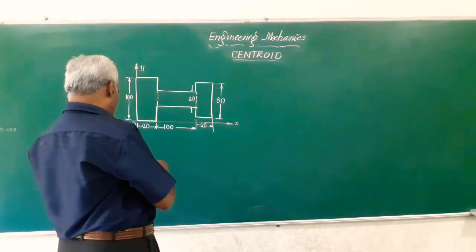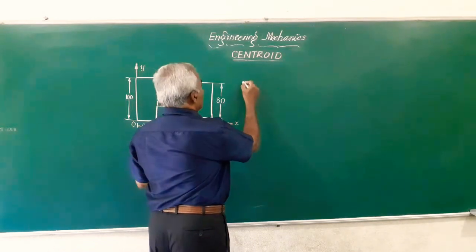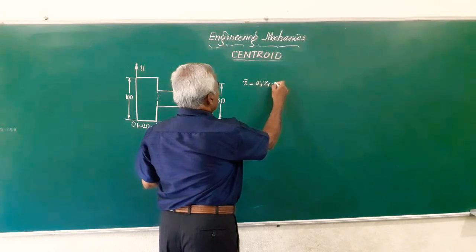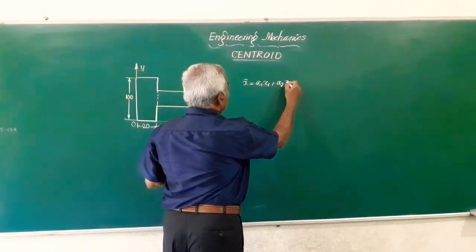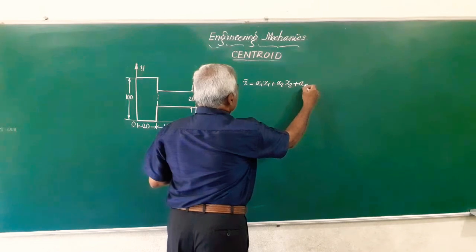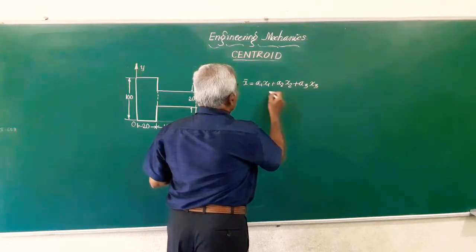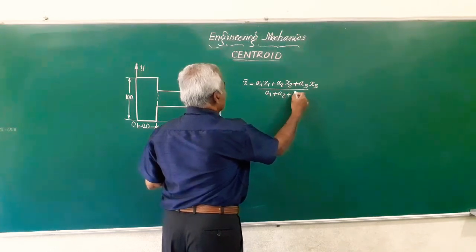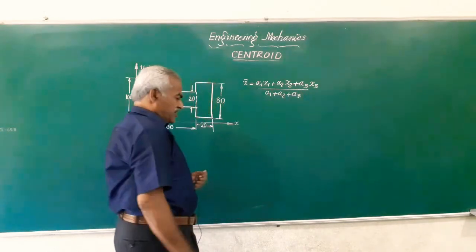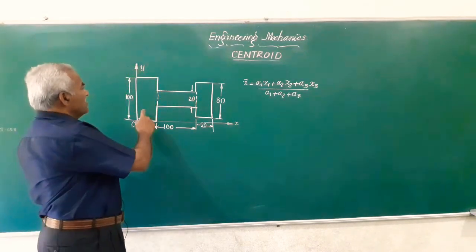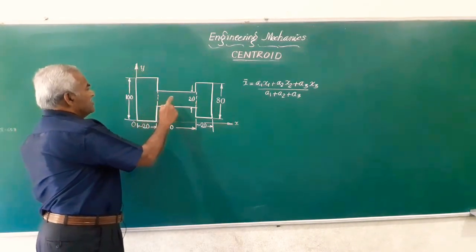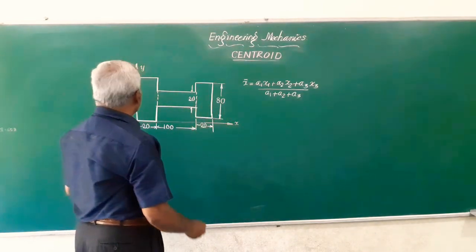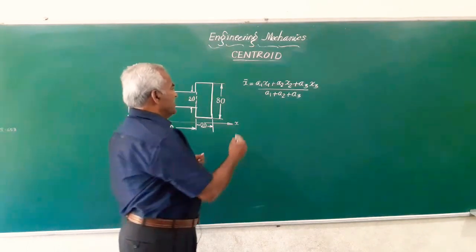So friends, we have the formula x bar given by a1 x1 plus a2 x2 plus a3 x3, because there are three areas, divided by a1 plus a2 plus a3. So what are these a1, a2, a3? a1 is the area of this rectangle, a2 is the area of the second rectangle, and a3 is the area of the third rectangle. Let us find out one by one what these areas are.